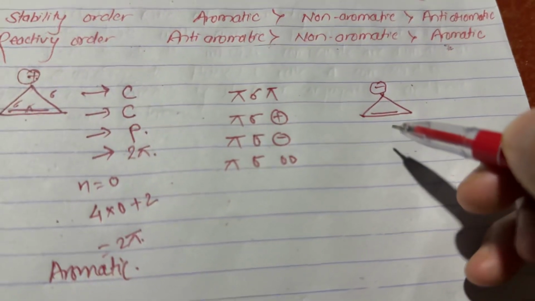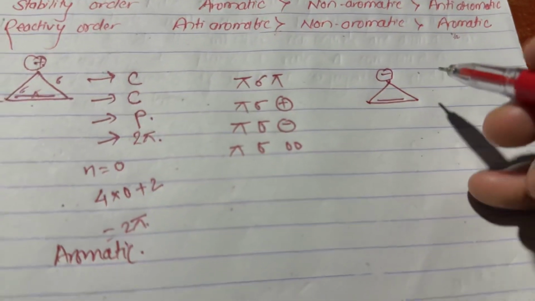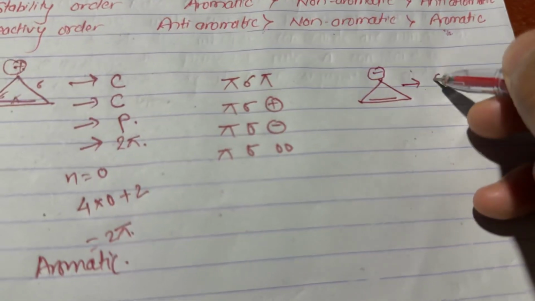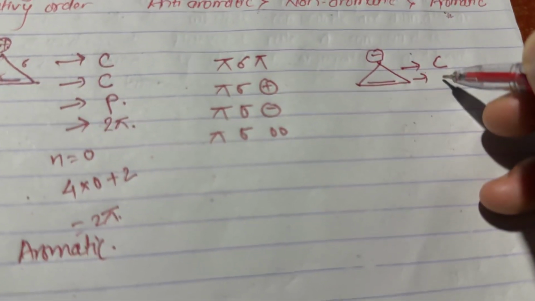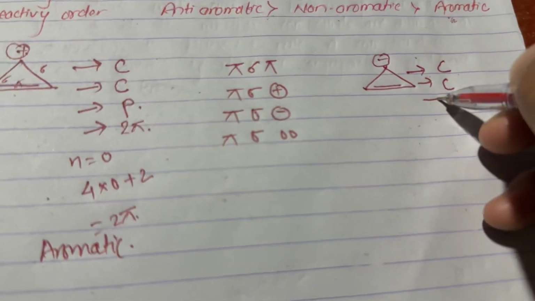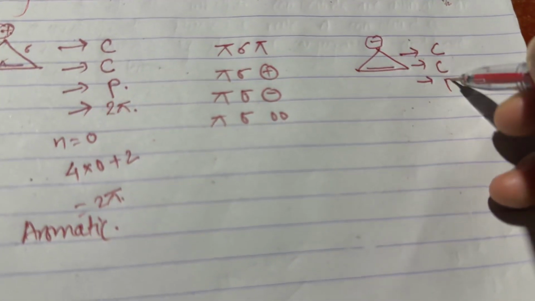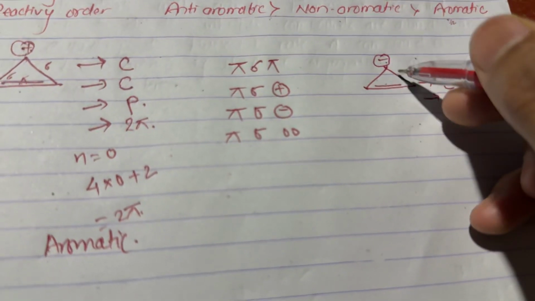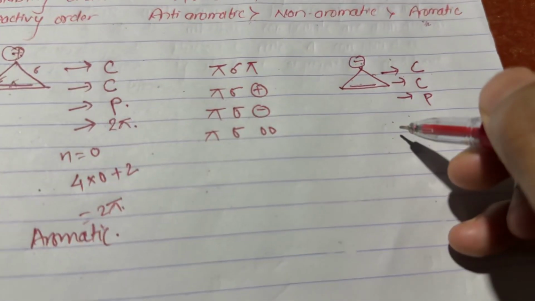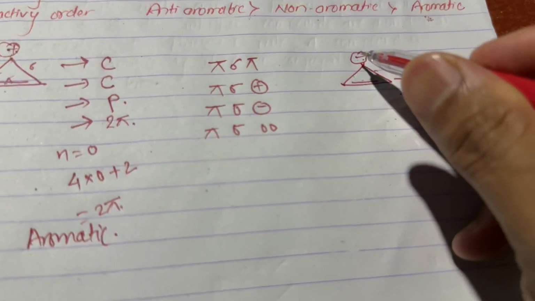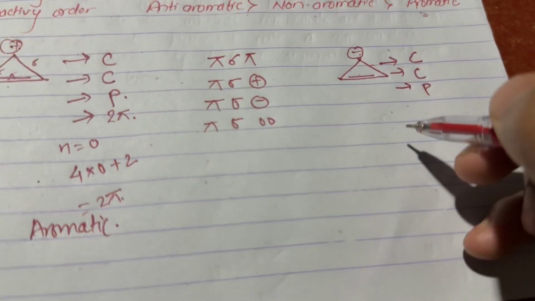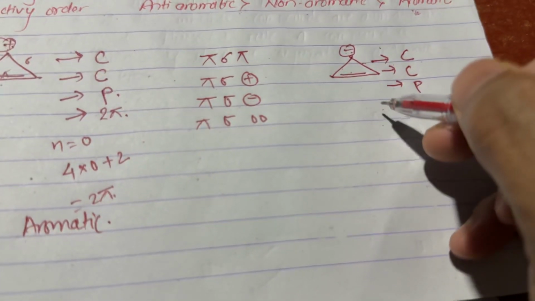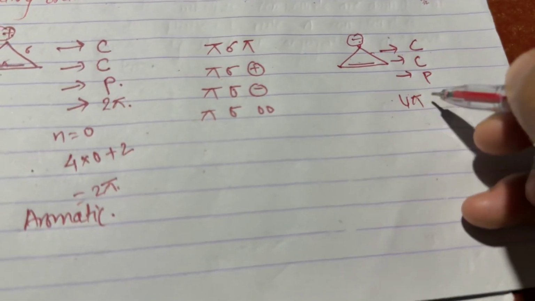Minus. So is this compound aromatic or not? Let's check the aromaticity. This is cyclic. There is conjugation as well and it is planar as well. Now check the Huckel rule. Pi, sigma, negative, sigma, pi. So altogether how many pi electrons are there? This negative charge is also involved in conjugation. That's why we need to count this negative charge in pi electrons as well. Altogether we have 4 pi electrons.